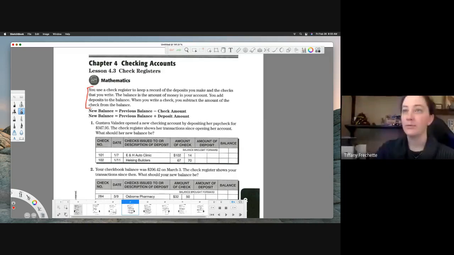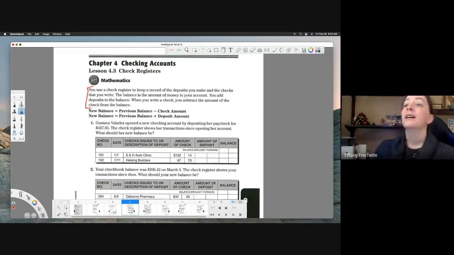So use a check register to keep a record of the deposits you make and the checks that you write. The balance is the amount of money in your account. You add the deposits to the balance. Then you write a check. You subtract the amount of the check from the balance. Sorry, I'm adding extra words in there.